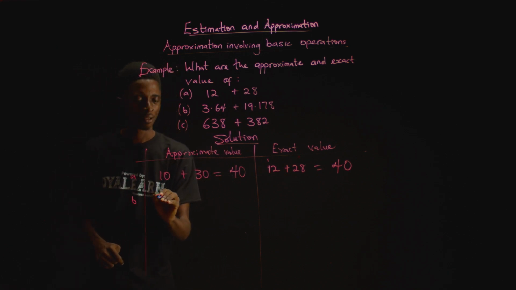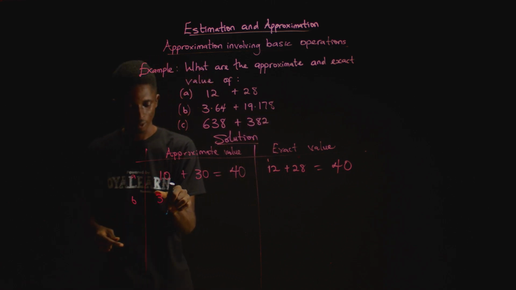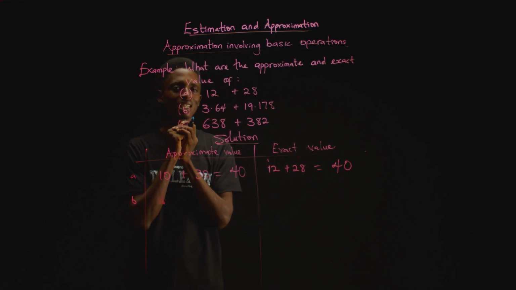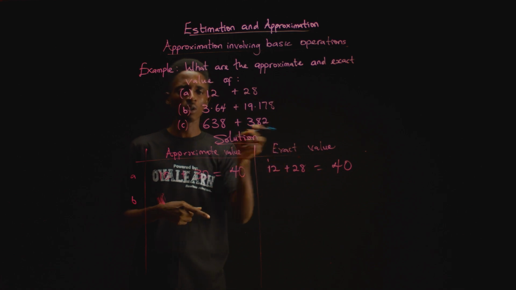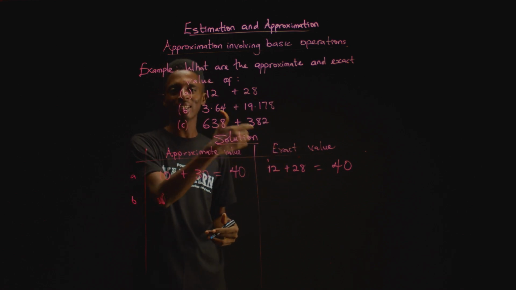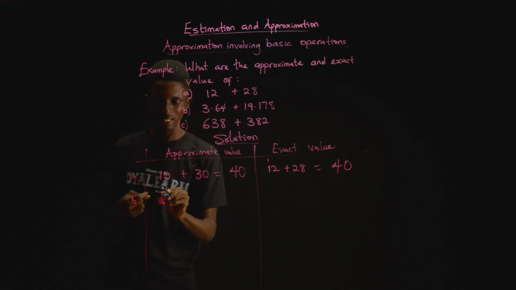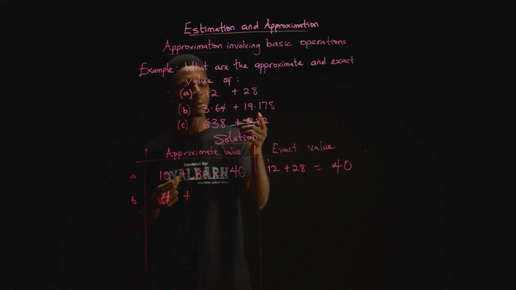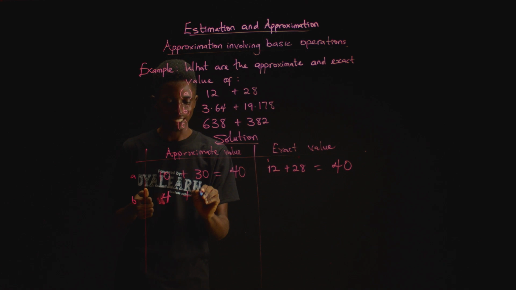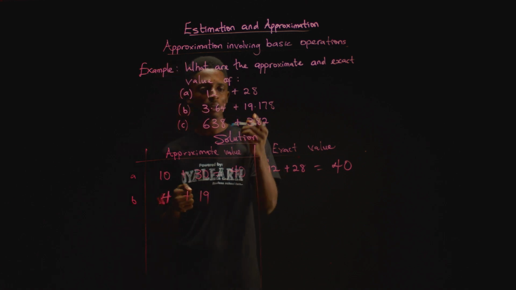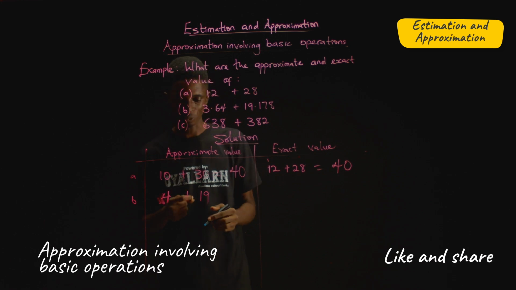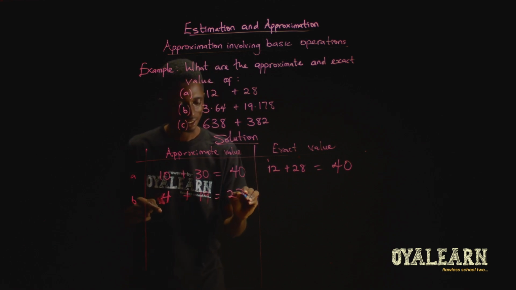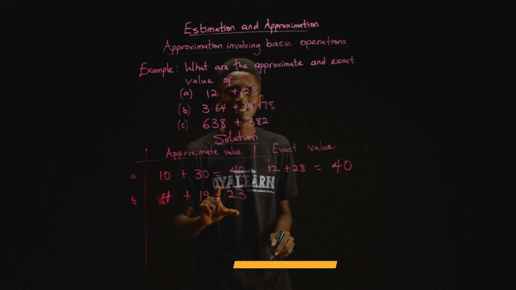Now we have 3.64. Now, to approximate this, I will do away with the decimal point and round it to the closest whole number. Now, 3.64. 6 is among 5, 6, 7, 8, 9, which means we round up. That is, this can easily be written as 4. Plus, when I approximate, I get 4 here. And then when I approximate here, I would get 19, because the next digit after the decimal point is 1, which means I have to round down. So when I add 19 and 4, I would get 23. That is my approximate value.